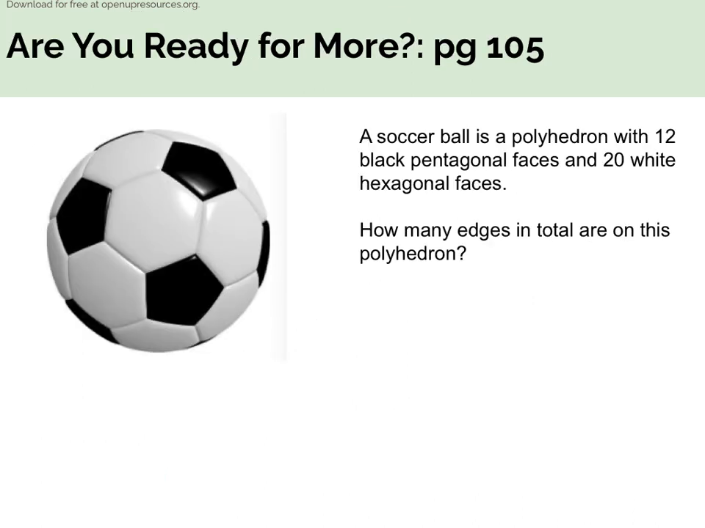So on page 105, we're going to look at the Are You Ready for More? A soccer ball is a polyhedron with 12 black pentagonal faces and 20 white hexagonal faces. How many edges in total are on the polyhedron? So go ahead and think about it. This is more just to make you think about it. So pause, answer that question, and then come back to me.